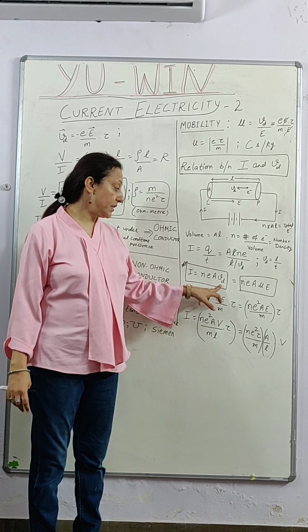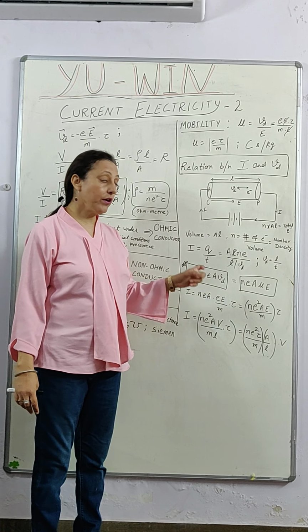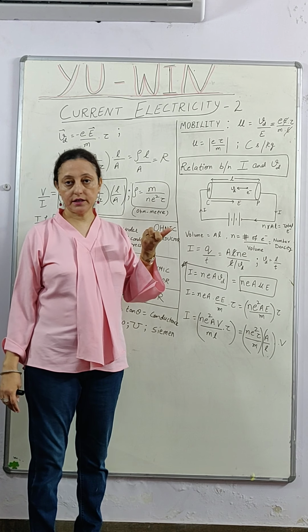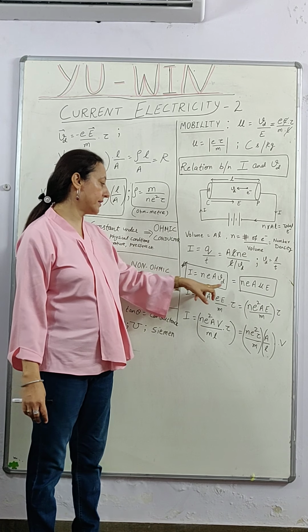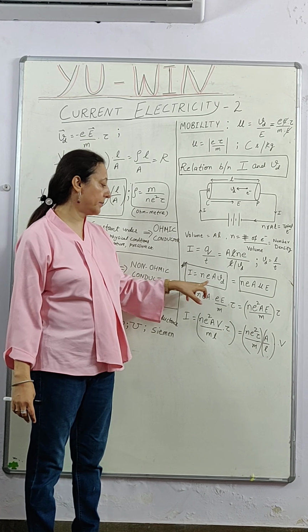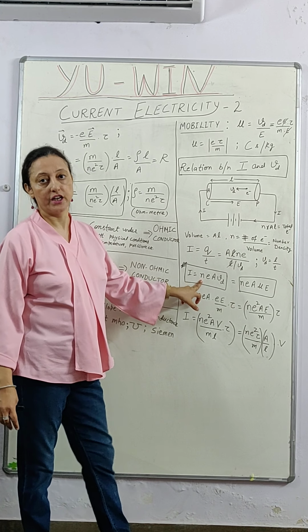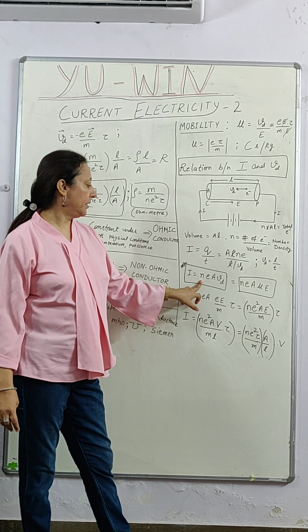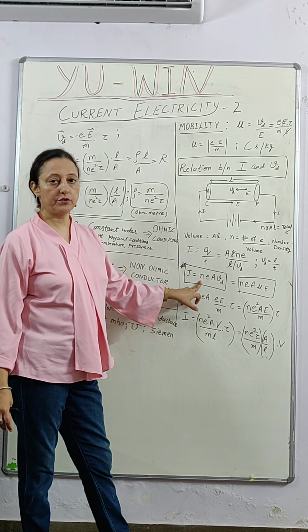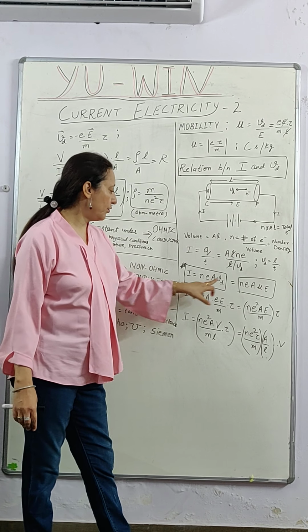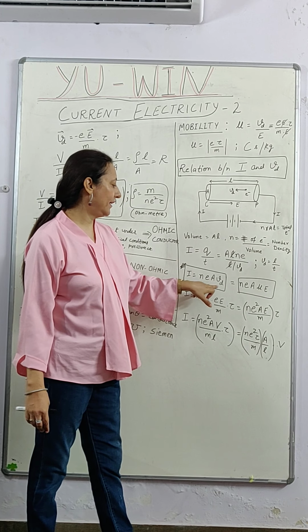So if it is 10 to the minus 4 meter per second, how can it be that when we switch on the circuit, the bulb glows instantaneously? The answer lies here only because n is very large. The number density of any metal comes out to be of the order of 10 to the power 29. So this comes out to be neAVd.